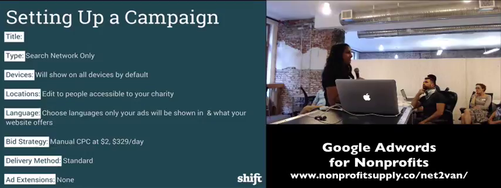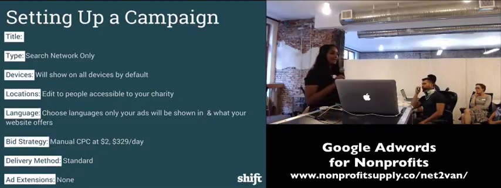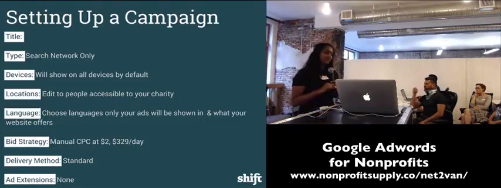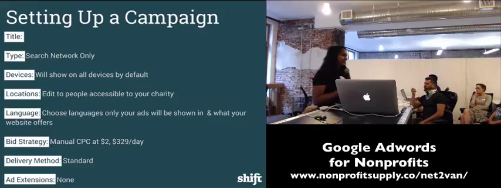Your bid strategy will be manual cost per click, because of the Google grant limitations at $2, and that's $329 a day. Delivery method is standard, and right now we're not going to go into ad extensions, so you can just select none.